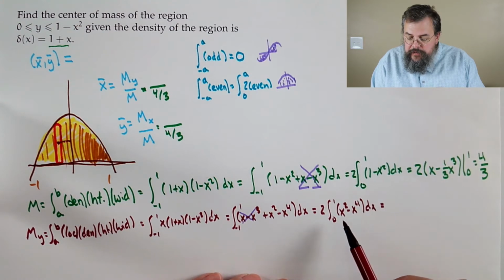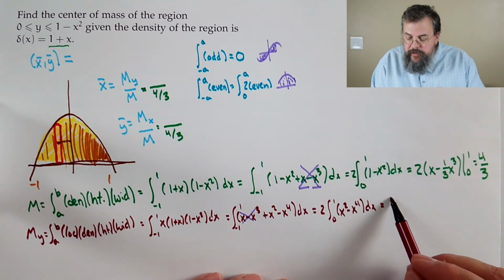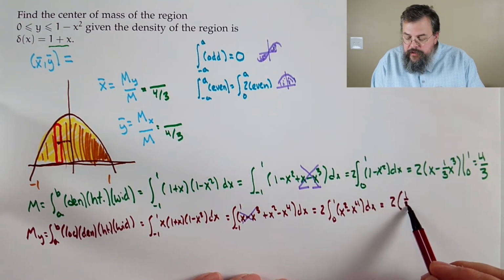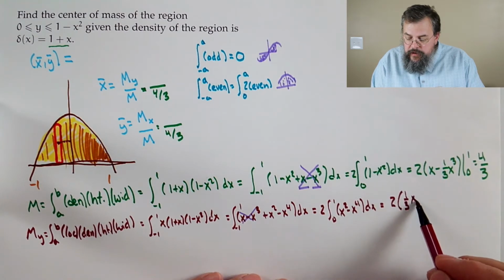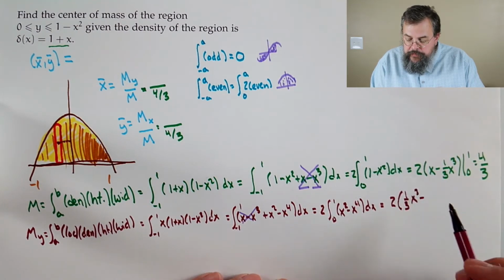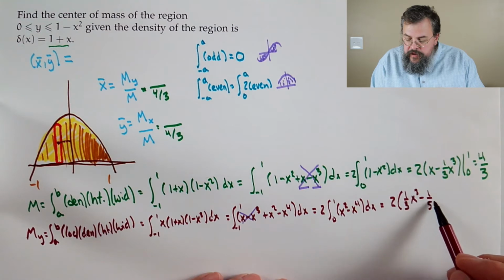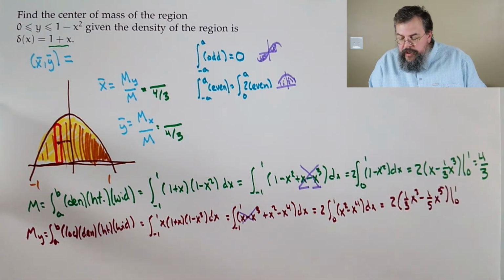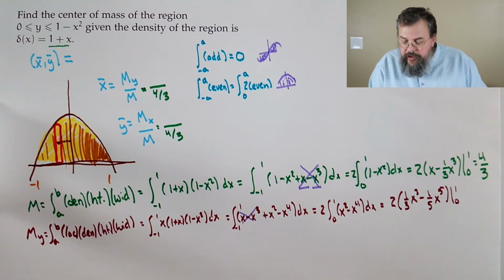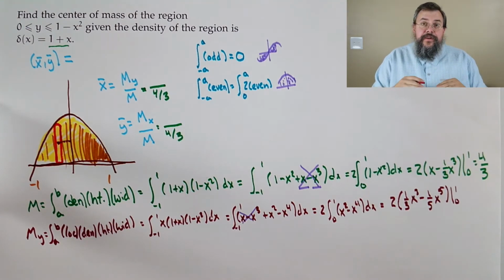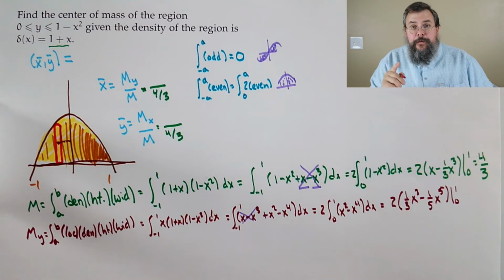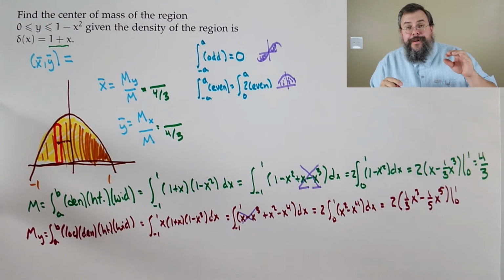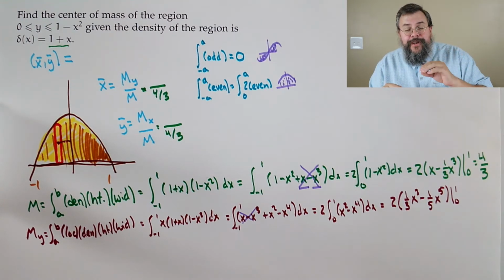So we'll have the integral of x squared minus x to the 4th. So that's 2 times 1/3 x cubed minus 1/5 x to the 5th from 0 to 1. Well, okay, now we'll have to do a little bit of math in our head. If you plug in 0, you get 0. When you plug in 1, you get 1/3 minus 1/5.